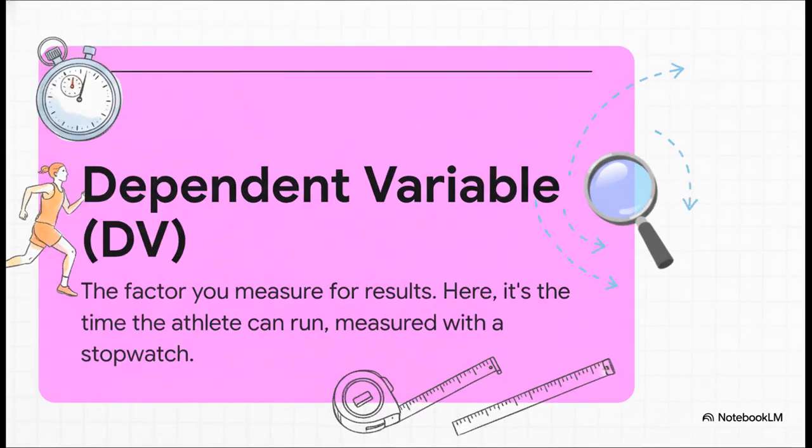Okay, next up, D for the dependent variable. This is what you're going to measure to see if your change had an effect. Here, it's how long the athlete can run. And just like before, get specific. How are you going to measure it? What tool are you going to use? Say it: I will measure the time in seconds using a stopwatch.